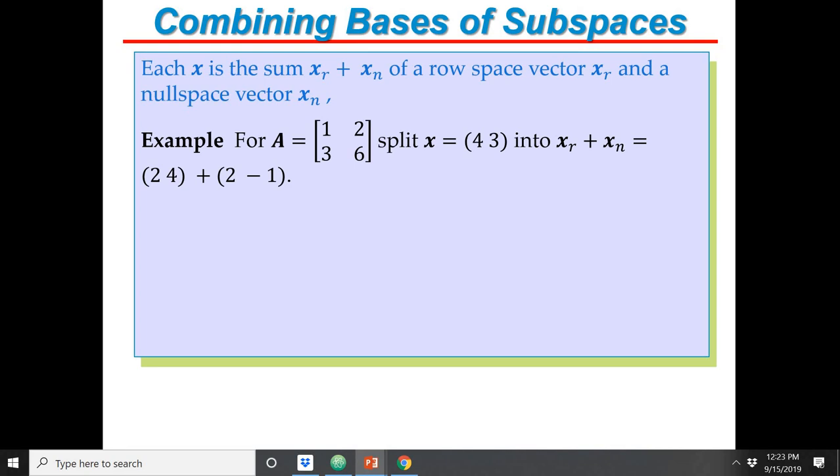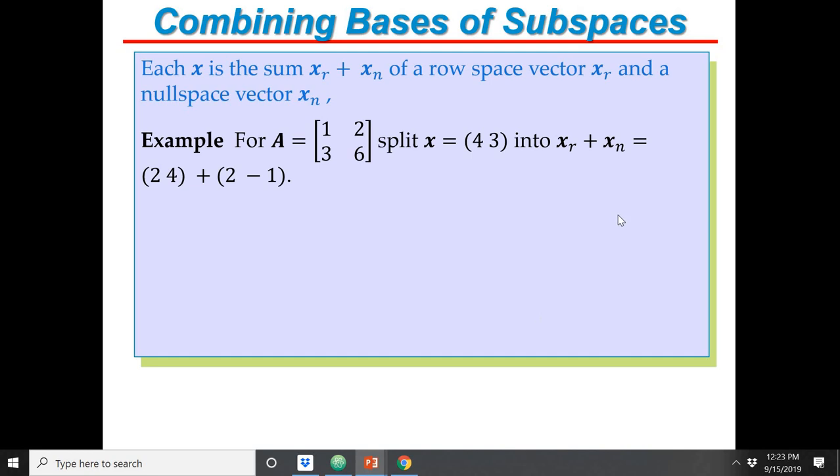So let me take an arbitrary vector 4, 3 in R2. So this is the vector 4, 3 in R2. Given this matrix A, I can project this vector and write it as a vector in the row space of A, and the row space of A is 1, 2. So actually my xr comes to be 2 times that, the vector 2, 4, and the vector in the null space is 2, minus 1. If you add those, what do you get? You get 4, 3.